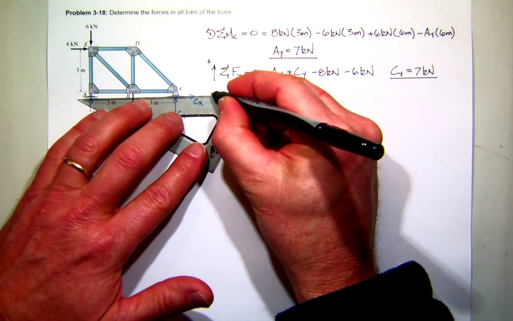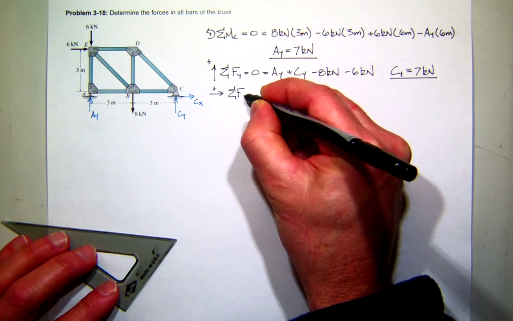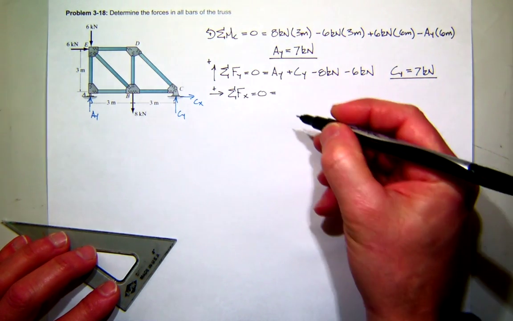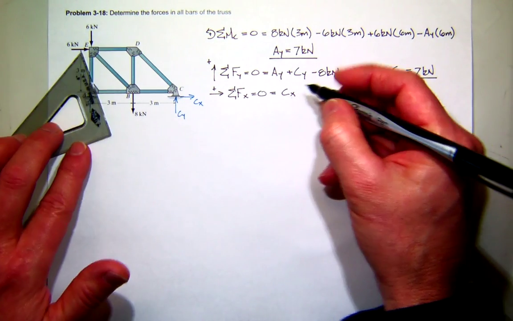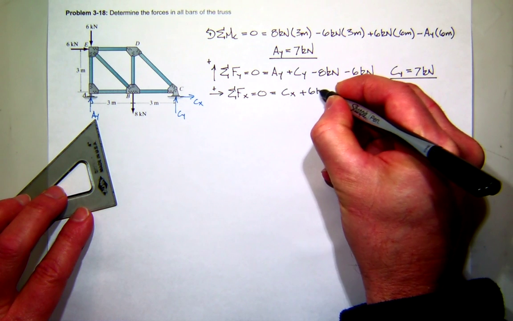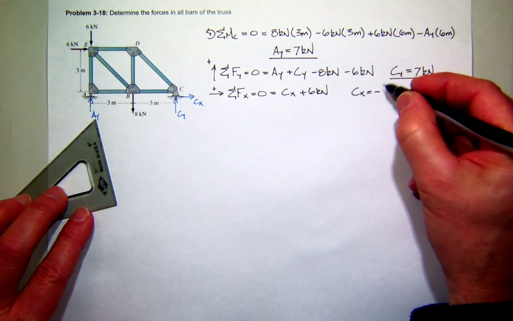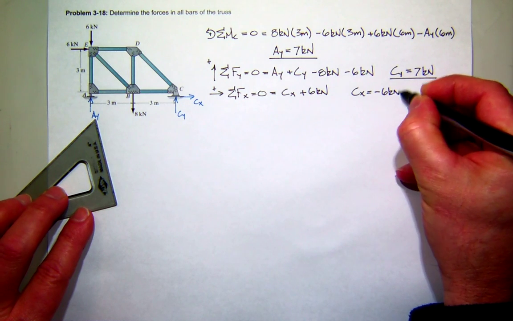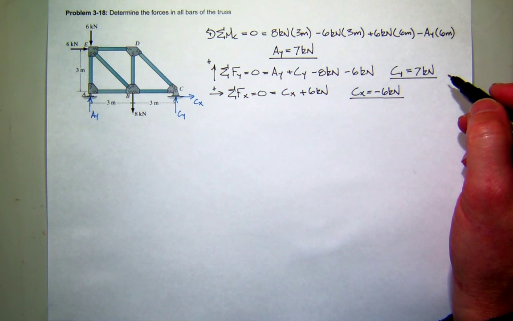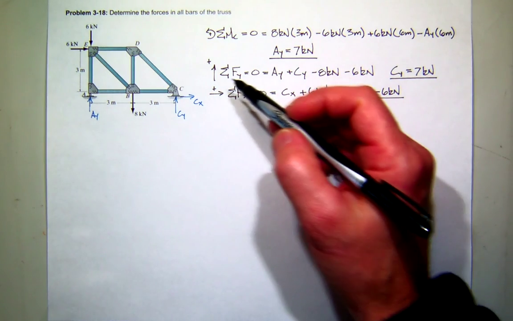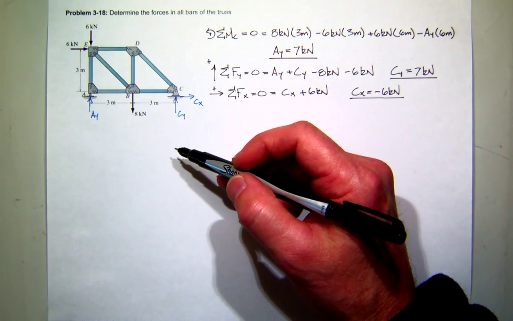And then we'll sum forces in the x direction. This one will be pretty easy to do. I'll assume to the right is positive. In this case, I have Cx to the right and 6 also to the right. So it looks like Cx is actually to the left, negative 6 kilonewtons. Okay. So we have our reactions, so now we're going to have to go for our bar forces. We've got 1, 2, 3, 4, 5, 6. We've got 7 more things to find.